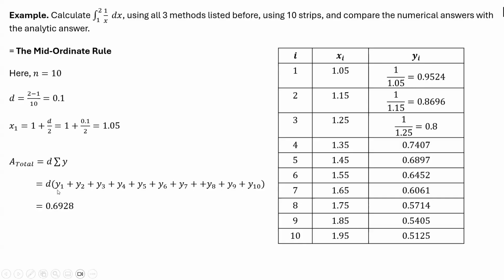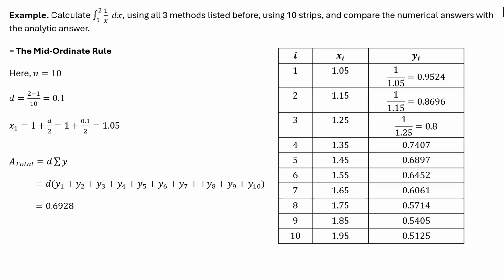And if we put all the values into the equation, and you all know that for the mid-ordinate rule, the equation is the total equals d times the summation of y, we get 0.6928. Remember the value.